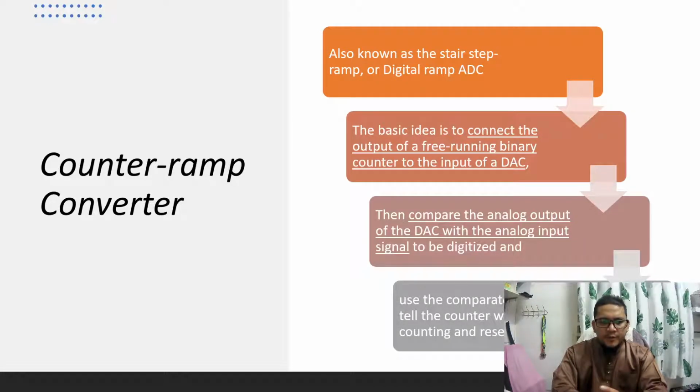Bismillahirrahmanirrahim. We continue with the second ADC circuit, which is the counter ramp converter. These counter ramp converters are also known as stair-step ramp, or we can also call it digital ramp ADC. So the basic idea of the counter ramp converter, kita connect outputs of a free running binary counter to the input of the DAC, and then kita compare the output analog DAC dengan analog input signals, and then the signal will be digitized. Okay, and then we use the comparator outputs to tell the counter when to stop the counting and reset.